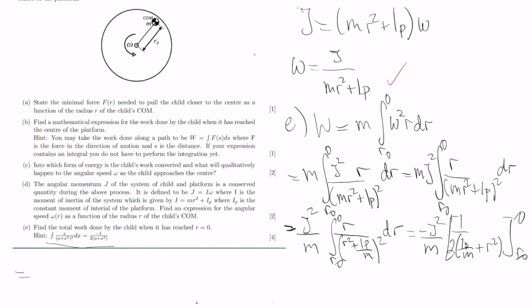Okay, I'm going to evaluate this over here. And this here will be equal to minus j squared over m. And then what do we have? We have 1 over 2 IP over m. So here will be IP over m. That will end up cancelling most likely. Minus. Then what we're going to get is a factor of 1 over 2 times IP over m plus r naught squared, such as this.